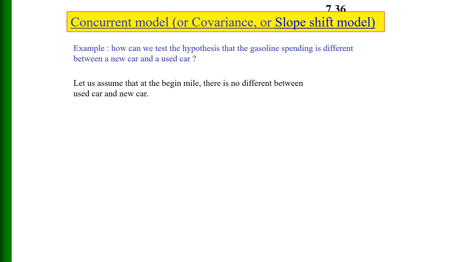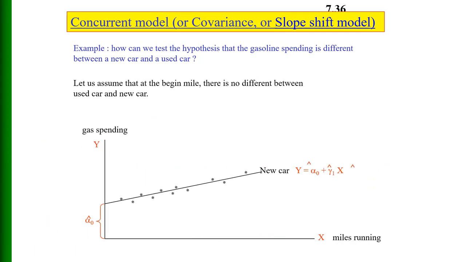A concurrent model, or covariance or slope shift model. The example is, how can we test the hypothesis that the gasoline spending is different between a new car and a used car? Let us assume that at the beginning mile there is no difference between the used and the new car, but when we increase the speed with time, then the slopes are not the same. The gasoline spending for the used car is higher than for the new car, because the new car may be consuming less gasoline as compared to the used.